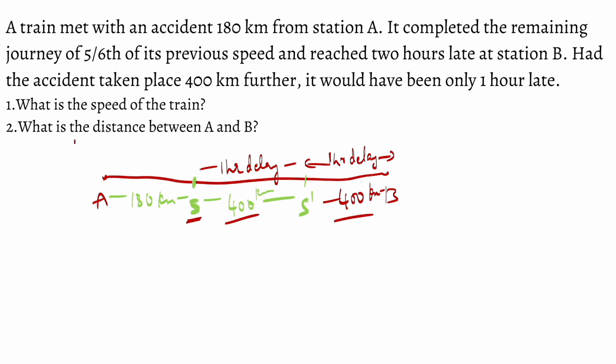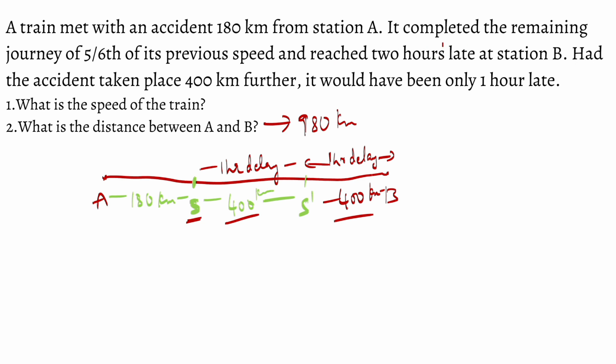So our answer to the second question, what is the distance between A and B? A and B total distance is 400 plus 400 plus 180. This is 980 kilometers. Now let's move on to the first one. What is the speed of the train?